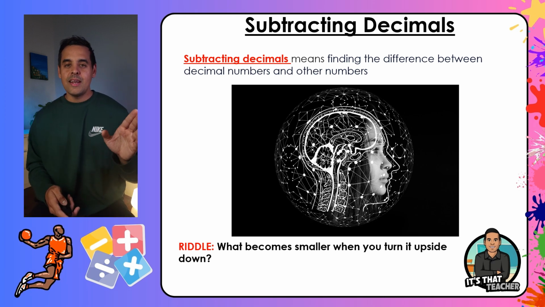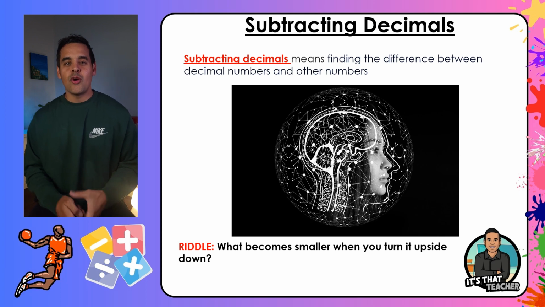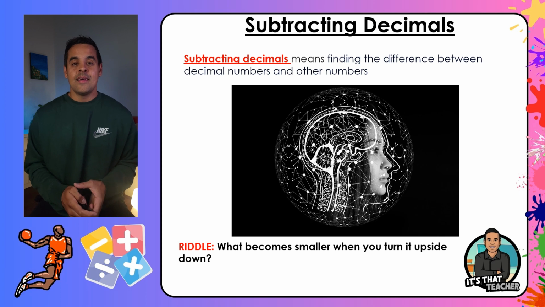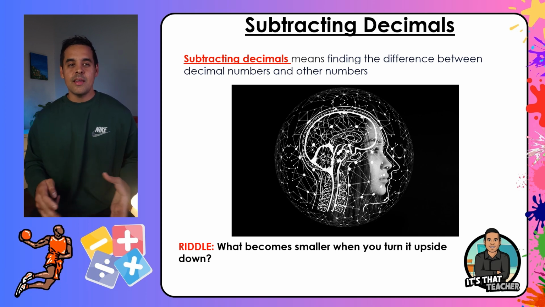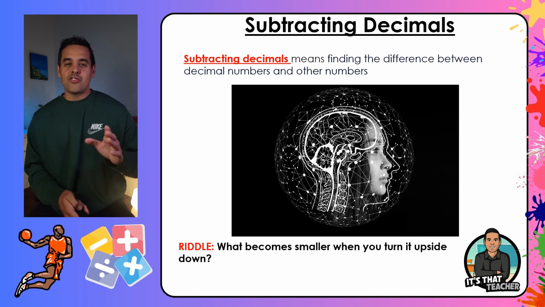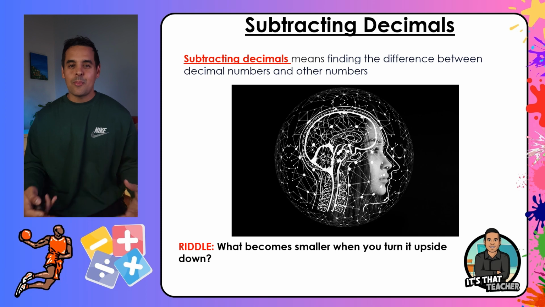So the riddle is, what becomes smaller when you turn it upside down? I'm going to give you a clue here. It's a number, okay? So the answer is a number. Have a think. What becomes smaller when you turn it upside down? I'm going to show you the answer now. Pause it if you haven't. Have a little think, get your brain going.